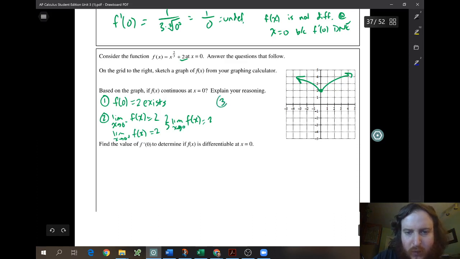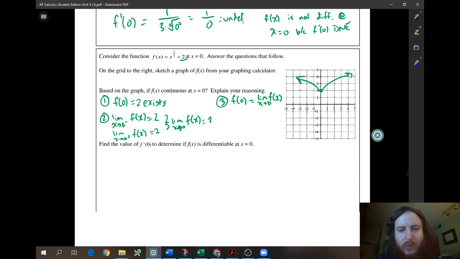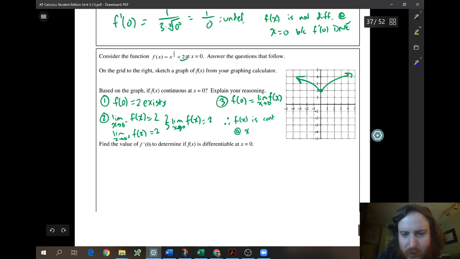Okay, then our third rule, f of 0 is equal to the overall limit. And we always need to write in that overall limit. That's important. Some of you guys have been forgetting that. So it's important to write the left, the right, and then show the overall. So therefore, f of x is continuous. That's our what? At x equals 0. That's the where. And the why kind of comes from the therefore and all the work.